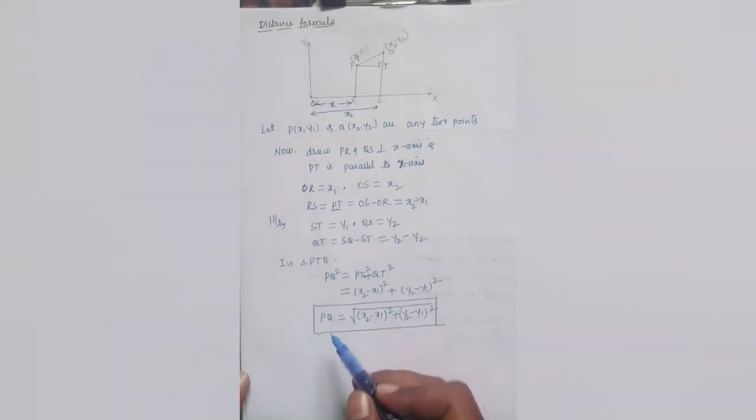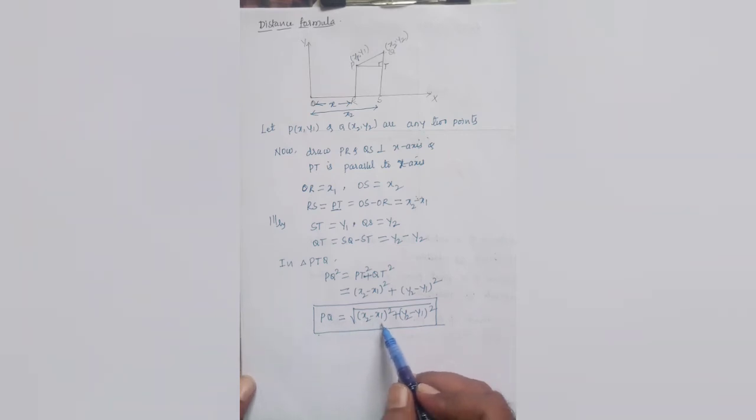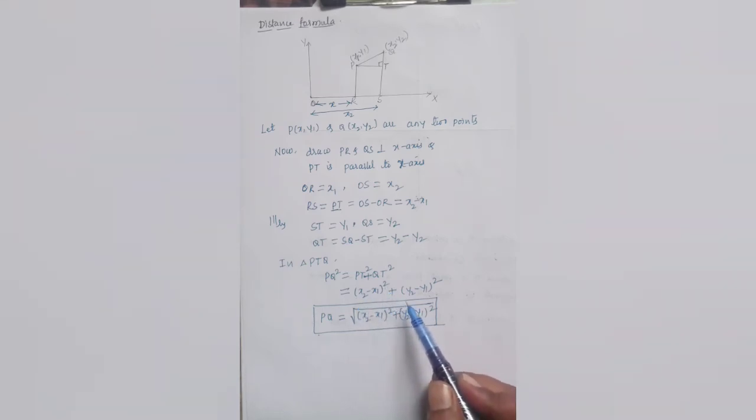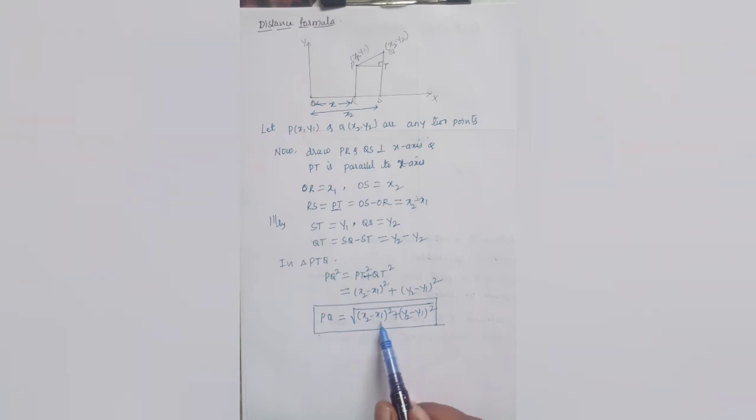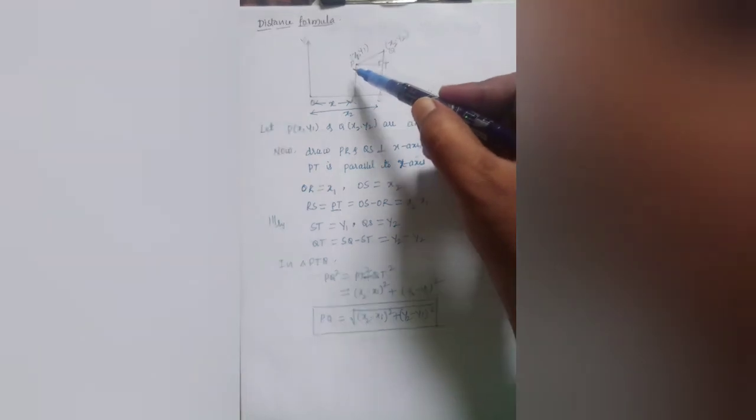So this is the formula, this is the distance formula. The distance between P and Q is square root of x2 minus x1 whole square plus y2 minus y1 whole square, all under the square root, because PQ square is equal to x2 minus x1 whole square plus y2 minus y1 whole square. You can rearrange and write this as x1 minus x2 whole square plus y1 minus y2 whole square, or x2 minus x1 whole square plus y2 minus y1 whole square. The order of x1 and x2 doesn't matter, because you will get the same value under the square root. So this is the distance between these two points.